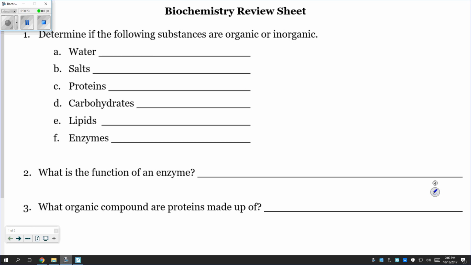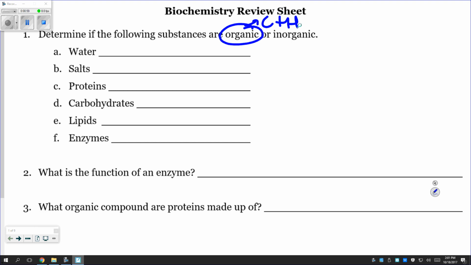The first question says, determine if the following substances are organic or inorganic. First up, we have this word organic. Remember, if you're looking at a chemical formula and trying to determine, hey, is this organic or inorganic? We're looking for two letters to be in that equation. The two letters are going to be carbon and hydrogen. The other thing that we want to remember is that there's kind of that big four category, the ones that we've been talking about this whole unit. Those include things like lipids, carbohydrates. It's also going to include proteins and then nucleic acids.